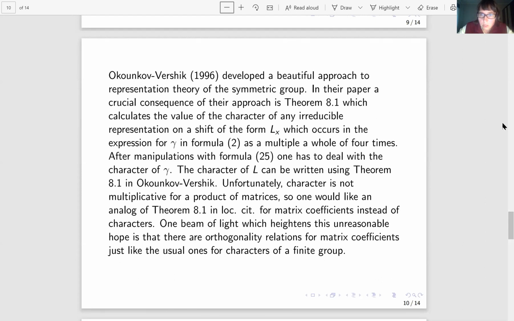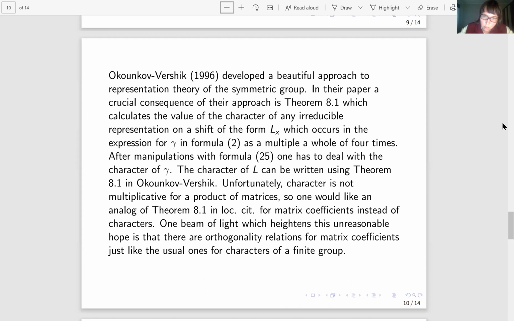So in this Okounkov-Vershik paper about the symmetric group, section 8 is about concrete applications of their theory, namely how to get statements about the symmetric group from it. They want to prove the Murakami-Nakayama rule for the symmetric group, and how do they prove it? With the help of theorem 8.1 in their paper, which says that you can calculate the character of any irreducible representation of the symmetric group on a shift of the form Lx, exactly the form that occurred in this gamma in the horrible formula obtained by Weingarten integration.